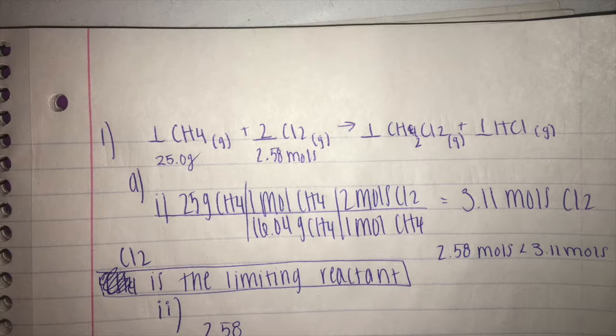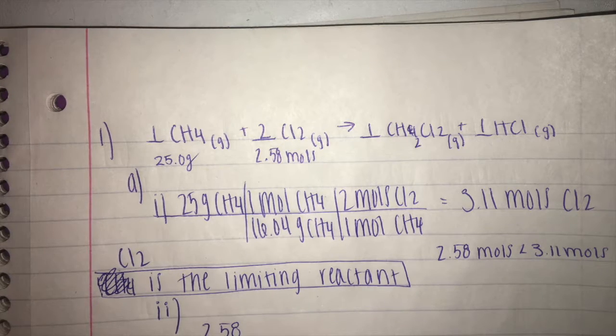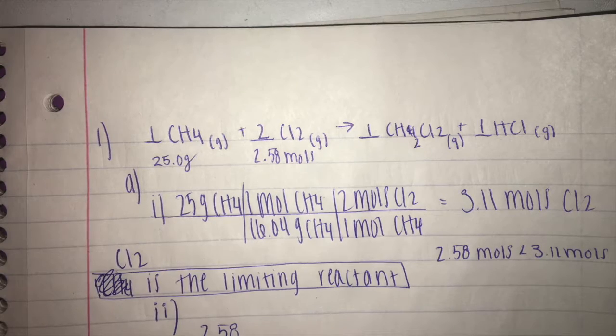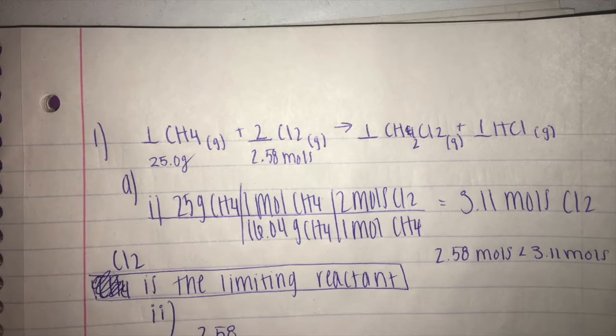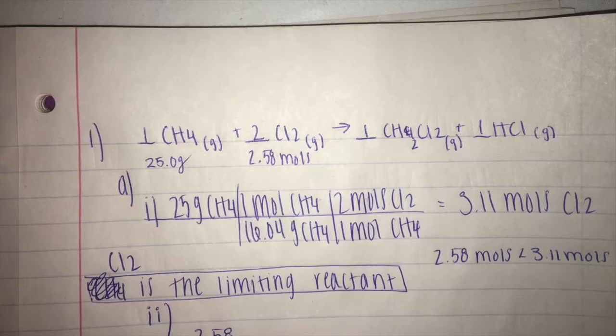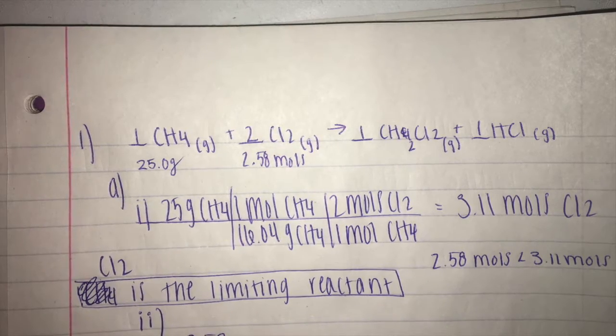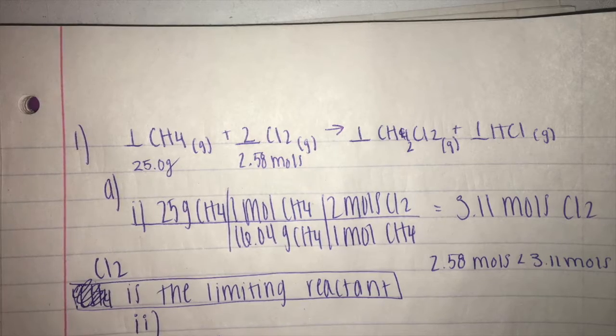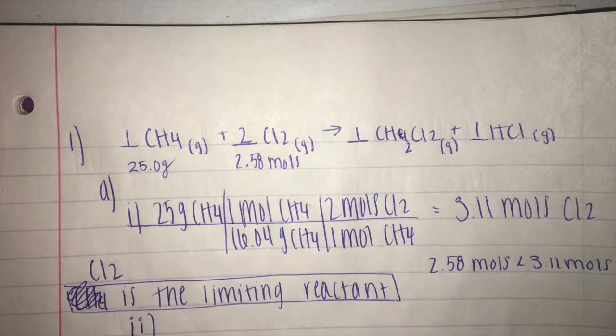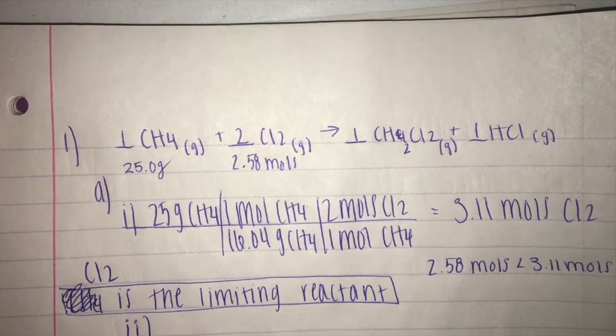First, I converted 25 grams of CH4 into moles of chlorine gas. I divided by the molar mass of 16.04 grams and then multiplied by the molar ratio of 2 moles of chlorine gas to 1 mole of CH4, and got 3.11 moles of chlorine gas.